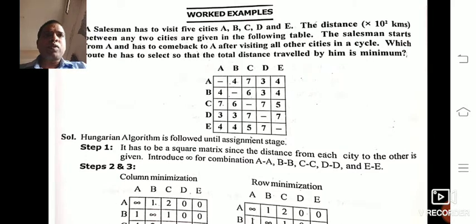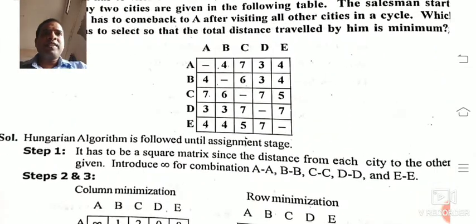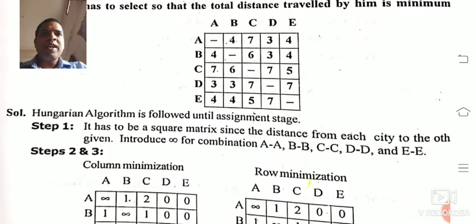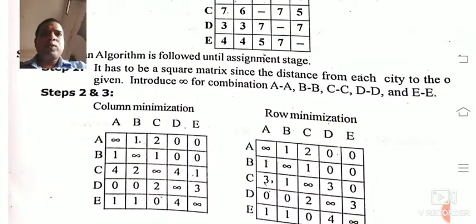Next we are going to solve this by using the Hungarian algorithm. In the first step, it has to be a square matrix, since the distance from each city to the other is given. Introduce infinity for the combinations A to A, B to B, C to C, D to D, E to E. That means the diagonal elements, where the problem gives nothing, we fill with the infinity symbol in the diagonal of the matrix.